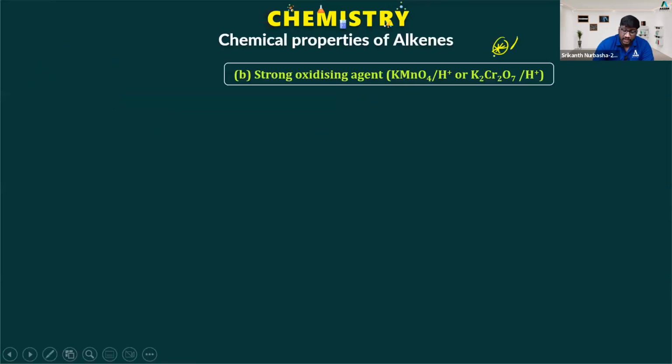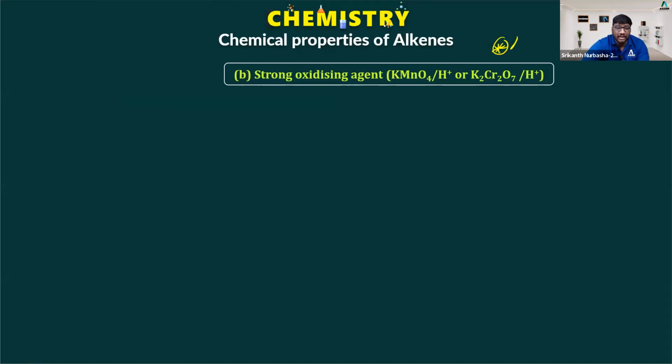The next set of reagents uses a strong oxidizing agent, that is KMnO4 in the presence of H plus, or K2Cr2O7 in the presence of H plus. What is going to happen? I have already discussed the base reagents. Cold and dilute alkaline KMnO4 will form glycol systems, where the two carbon atoms involved in the carbon-carbon double bond get two OH groups added.